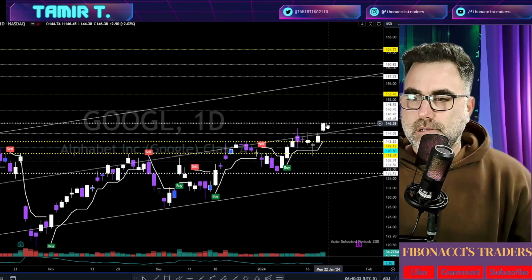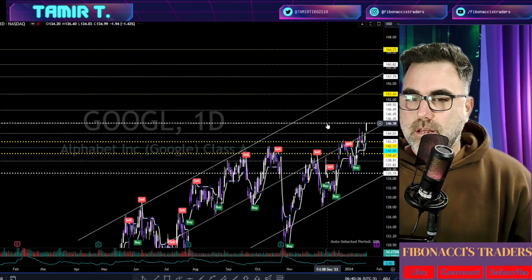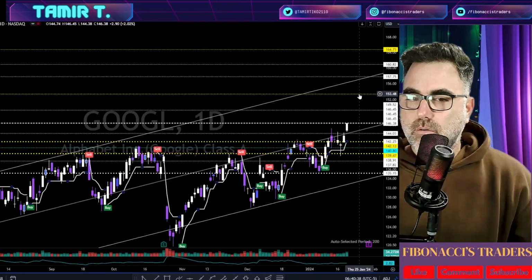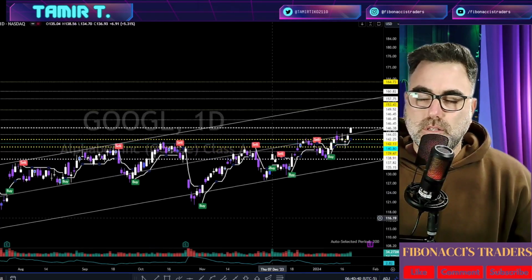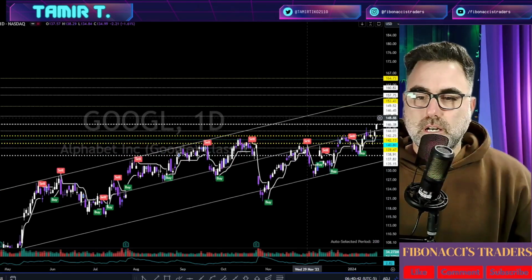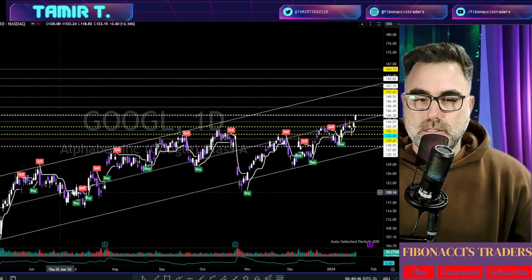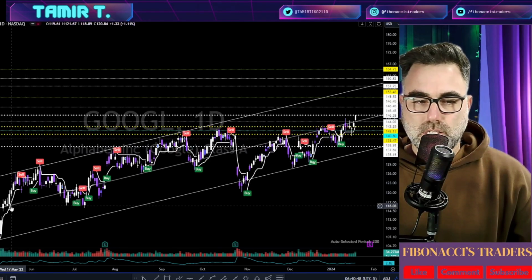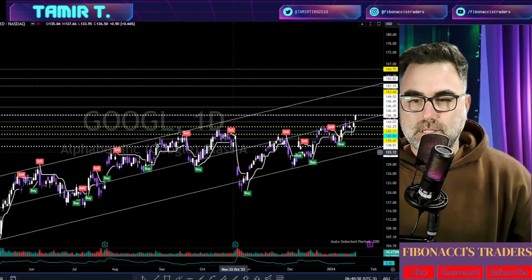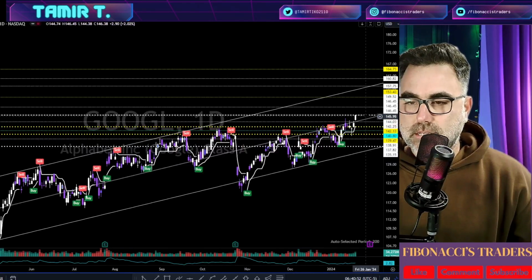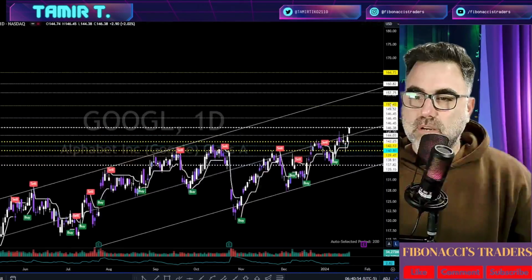Google, 147 on the daily. Next, 153. You see how it gives you all the trend lines that you need? Support trend line. The middle one, support and resistance. Look at this. Support, support, support. Boom. Resistance now breaking up and above.